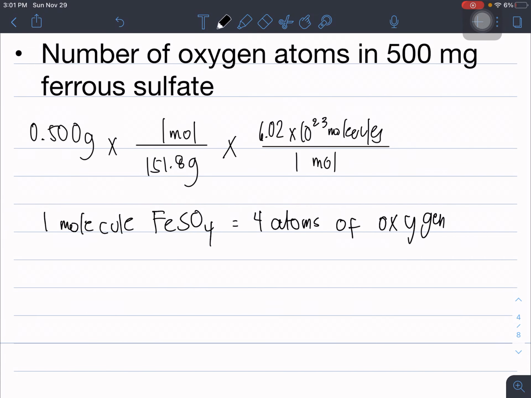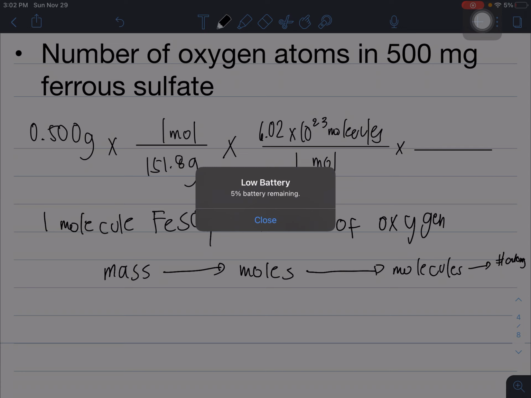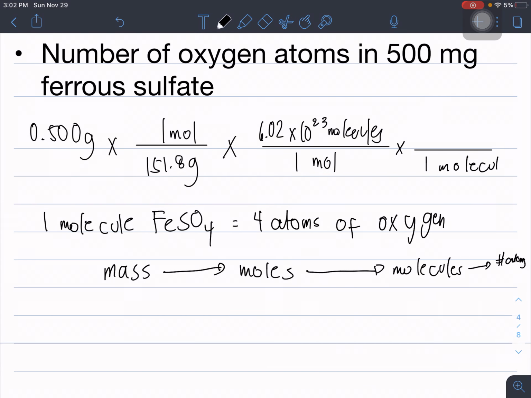Okay, so based on our plan, from the given mass we should convert it to moles, and then convert it to molecules, then we could find the number of atoms of the specific element. So this 0.500 gram will be multiplied by the molar mass. This will give us the number of moles of 500 milligram ferrous sulfate. Further multiplying it with the Avogadro's factor will give us the number of molecules of the 500 milligram of ferrous sulfate. And as we already examined, in one molecule of ferrous sulfate, there are 4 atoms of oxygen. Okay? So the subscript tells us that there are 4 atoms of oxygen.